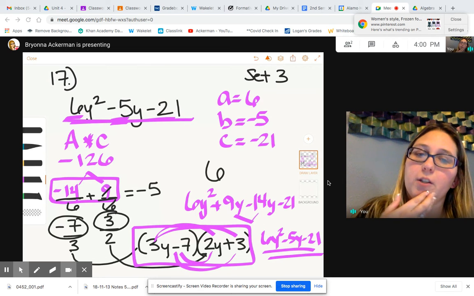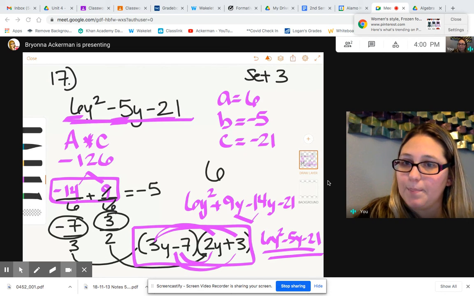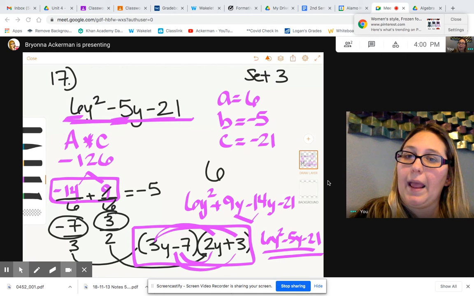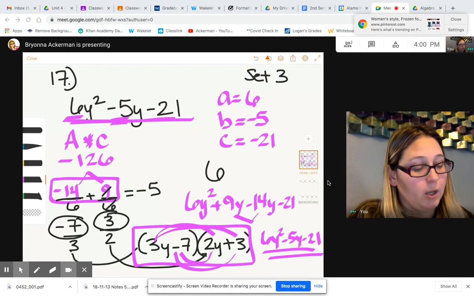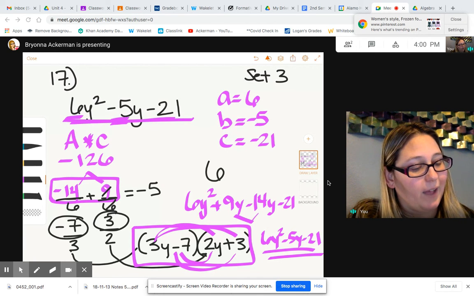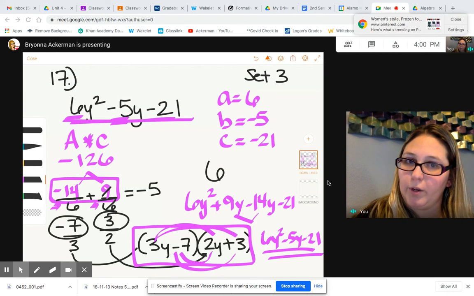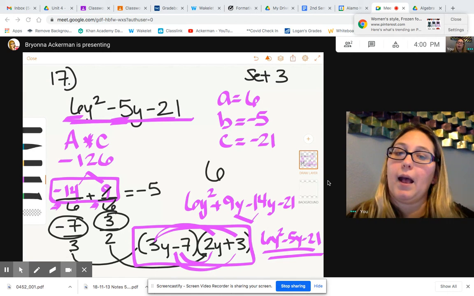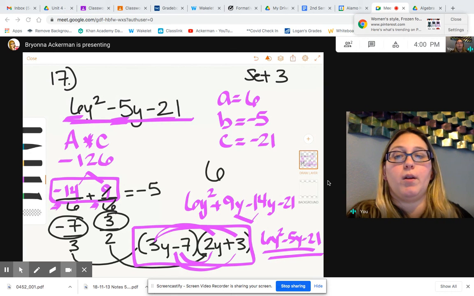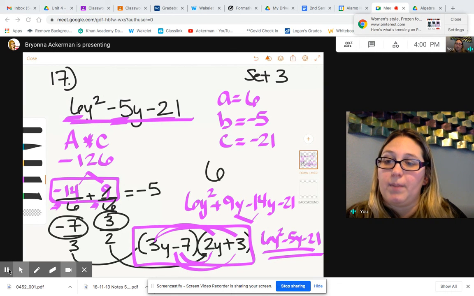It's a little bit of extra steps, so just be careful: when A is not 1, you need to divide both of your factors by A and reduce where you can, okay? We'll try one more problem, and then I want to do some notes for some other ones, okay?